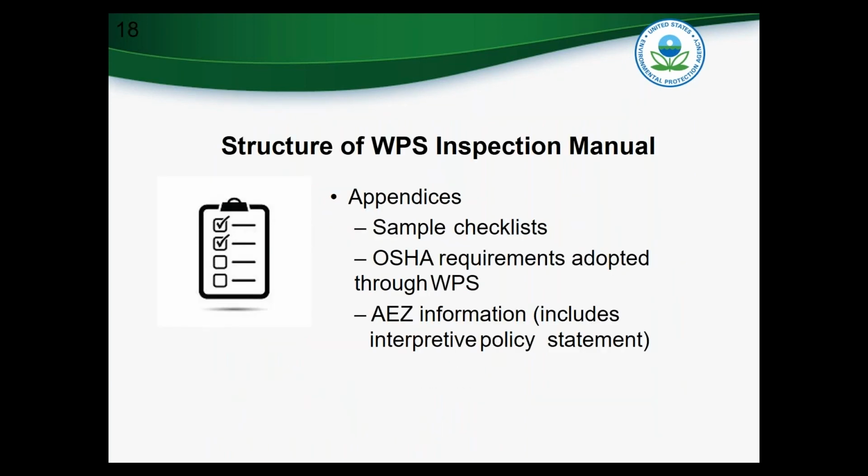And finally, attached to the inspection manual are a number of appendices that may be helpful for you. There are sample checklists. There's one for ag establishments, another for commercial pesticide handler establishments, and one for owners of ag establishments and their immediate families. There's more information on the OSHA regs that were adopted into the Worker Protection Standard, and there's the interpretive policy statement on the application exclusion zone. So it's handy to have those items readily available.